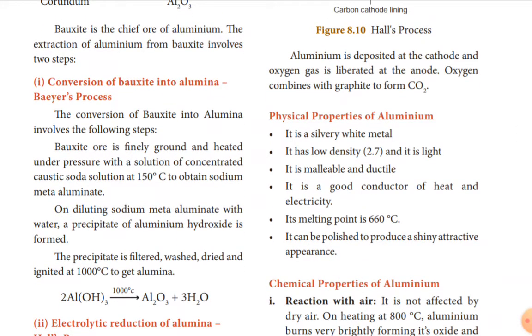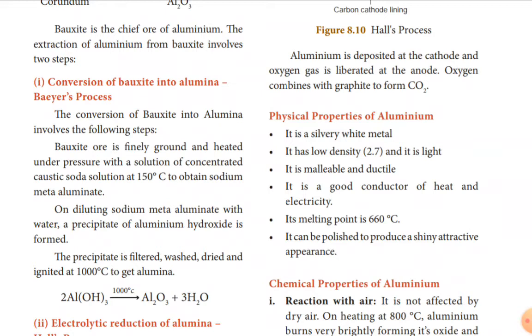See, first one: bauxite ore is finely ground and heated under pressure with a solution of concentrated caustic soda at 150 degrees Celsius to obtain sodium metaluminate. So simply you have to understand, the first para illustrates bauxite into sodium metaluminate. That is the first step, bauxite ore into sodium metaluminate.